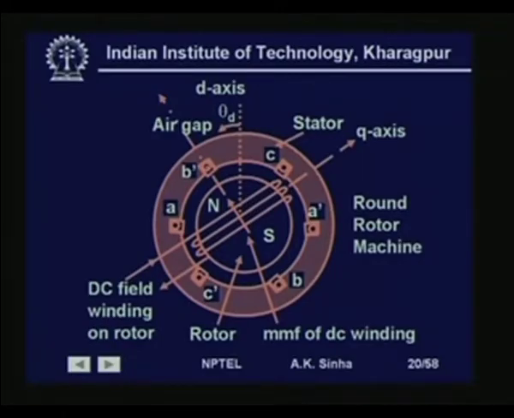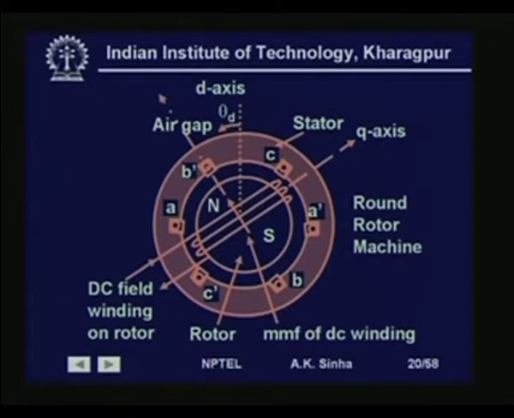Because these run at very high speed, a cylindrical rotor structure is much more convenient as well as stable for the system, because the centrifugal forces at that high speed are going to be very high, and these windings can be braced for those high centrifugal forces on a round rotor machine.